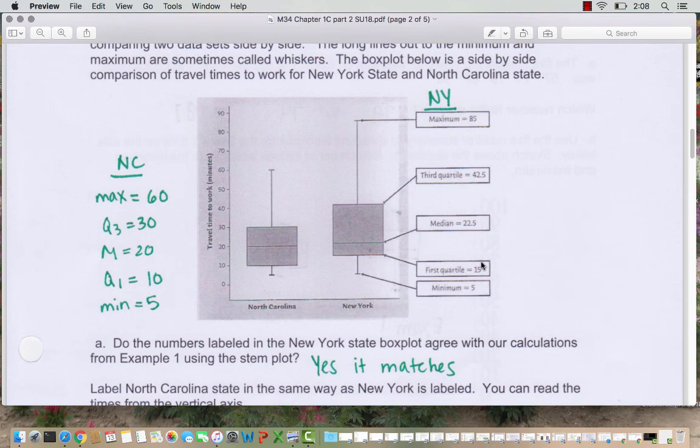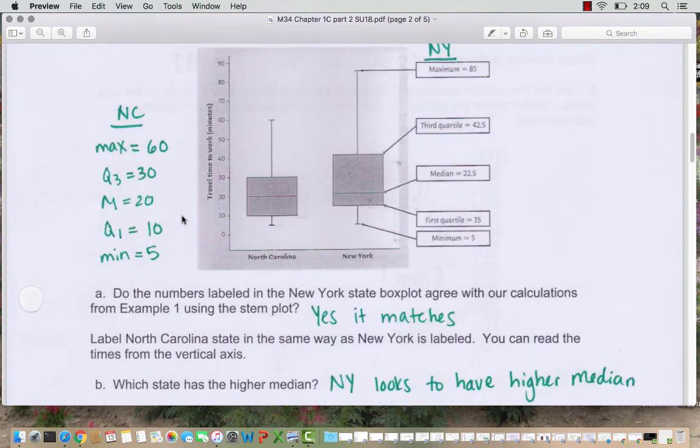So if we go through North Carolina to label, we just have to estimate as best we can, but it looks like the minimum commute time is 5 minutes. Quartile 1 is 10 minutes. The median commute time is 20 minutes. Quartile 3 is 30 minutes, and the max up here is 60 minutes.